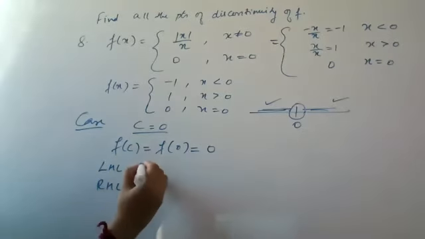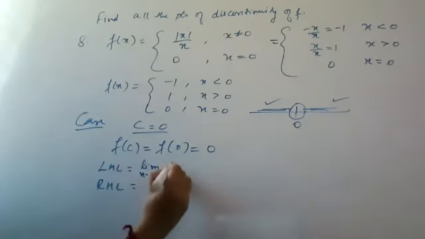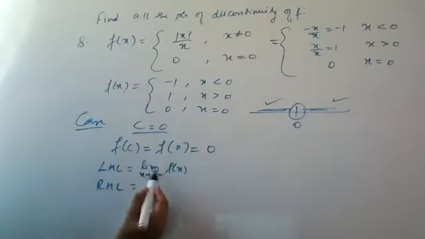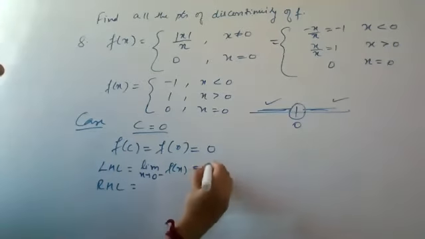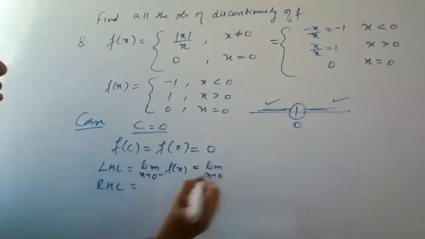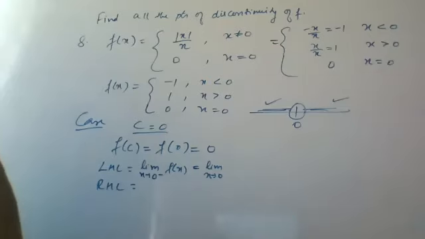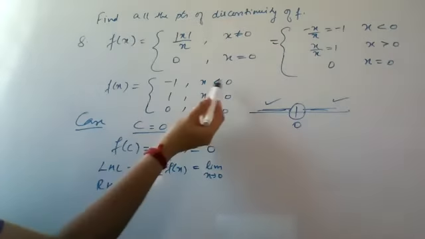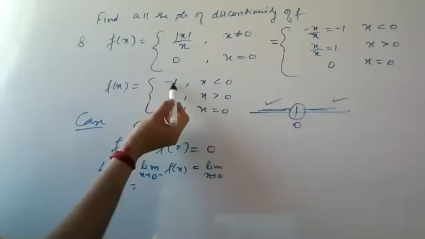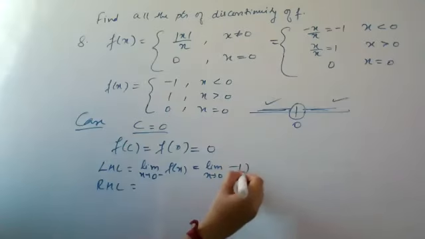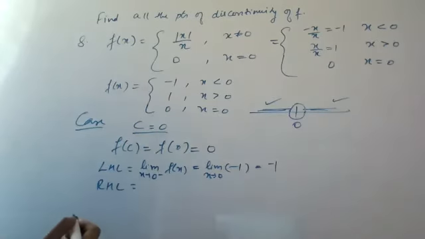Now when we say left hand limit, it will be limit x tends to 0 minus f of x, because your c is 0, 0 minus f of x, and this will give you limit x tends to 0. Which f of x you will use? 0 minus means it is less than 0. So you have the function of less than 0 as -1. Again, you will get -1 here.